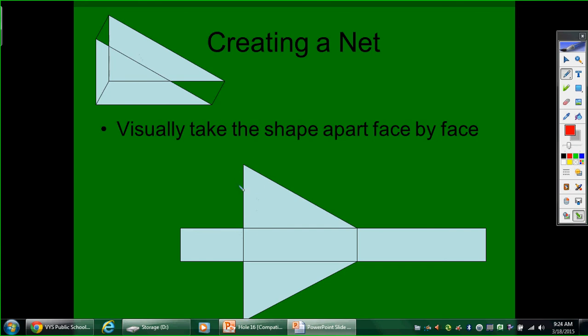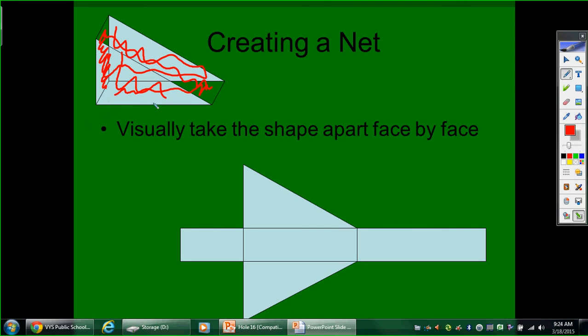And if I think about this shape getting unfolded, this bottom here would be this part right here. This triangular base would be the triangle here on the back side. This triangular base would be this triangle on the front side. This would be this rectangle that folds up here, and then this rectangle would be this back piece here.